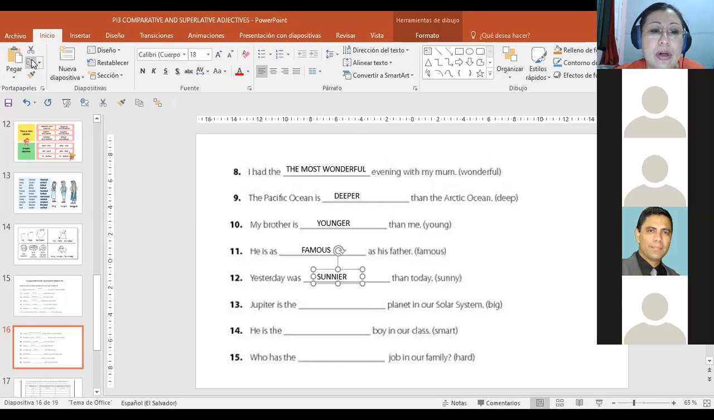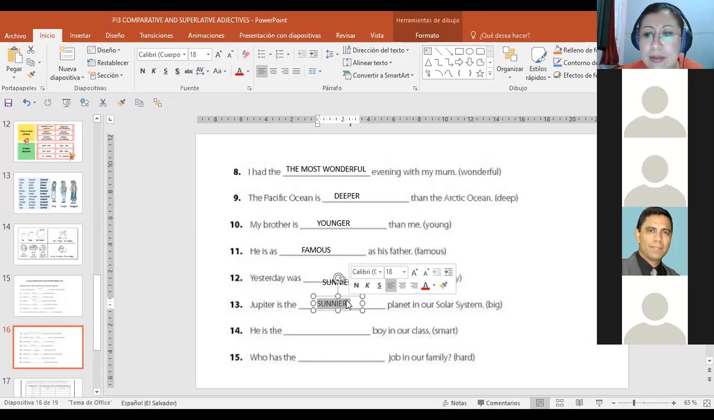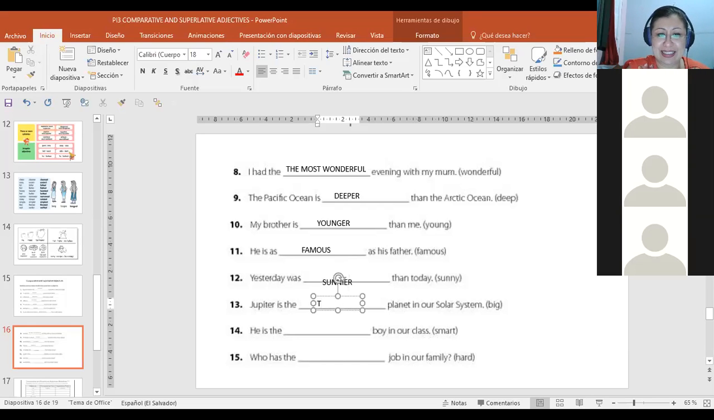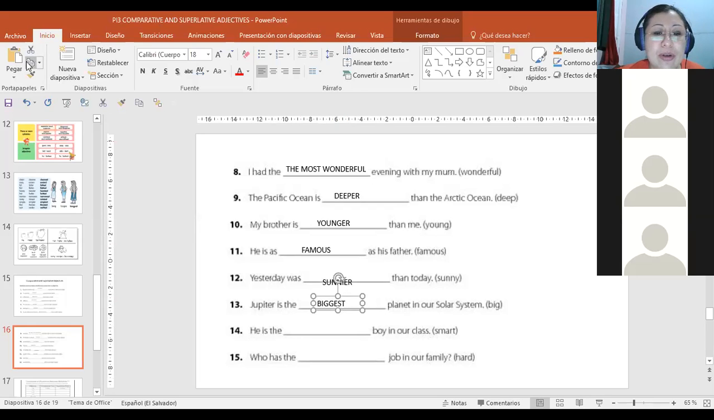Very good. Number 13. Noé, would you like to collaborate with number 13? Are you there? Noé. Okay. Okay, Elizabeth, would you like to participate? Number 13. Jupiter is the biggest planet in our solar system. Biggest, very good. We doubled the last consonant, right? Biggest. Very good. Katia, would you like to try number 14?